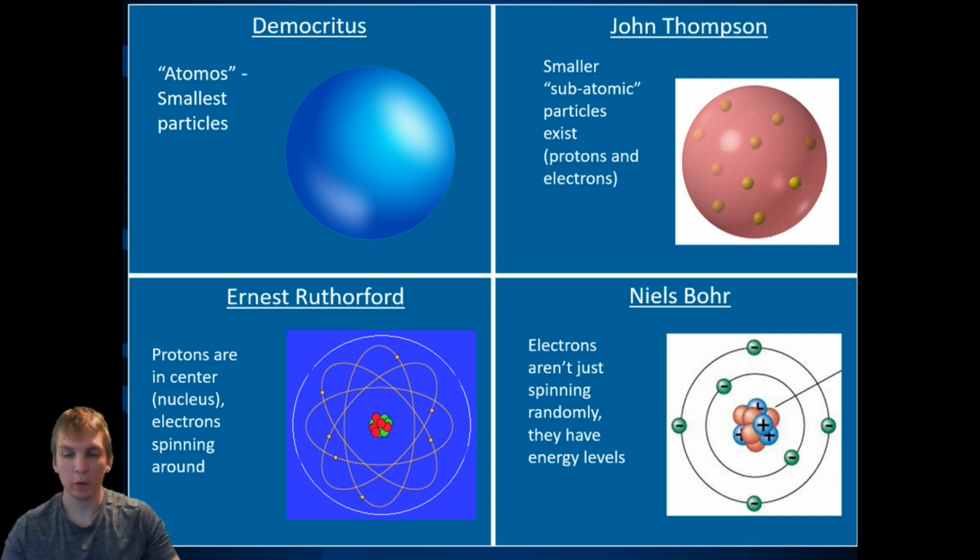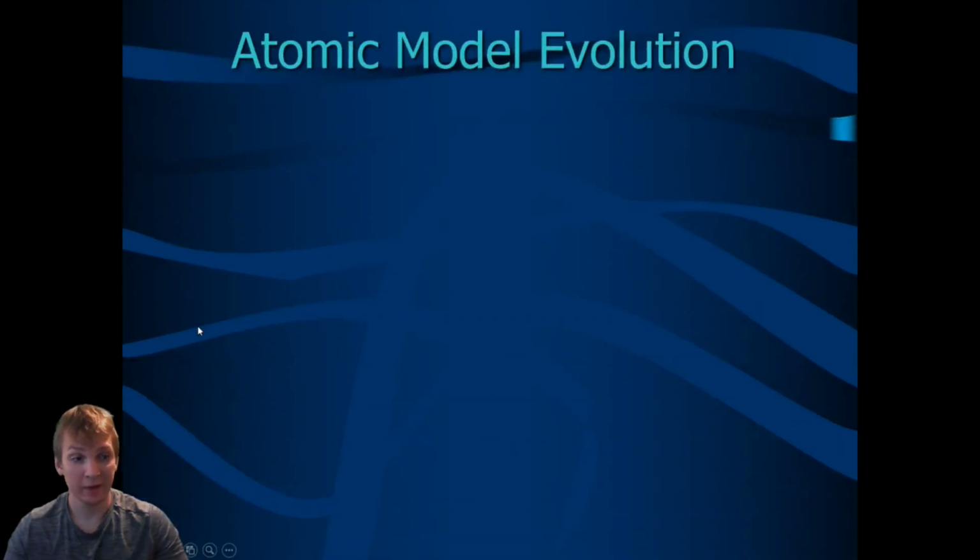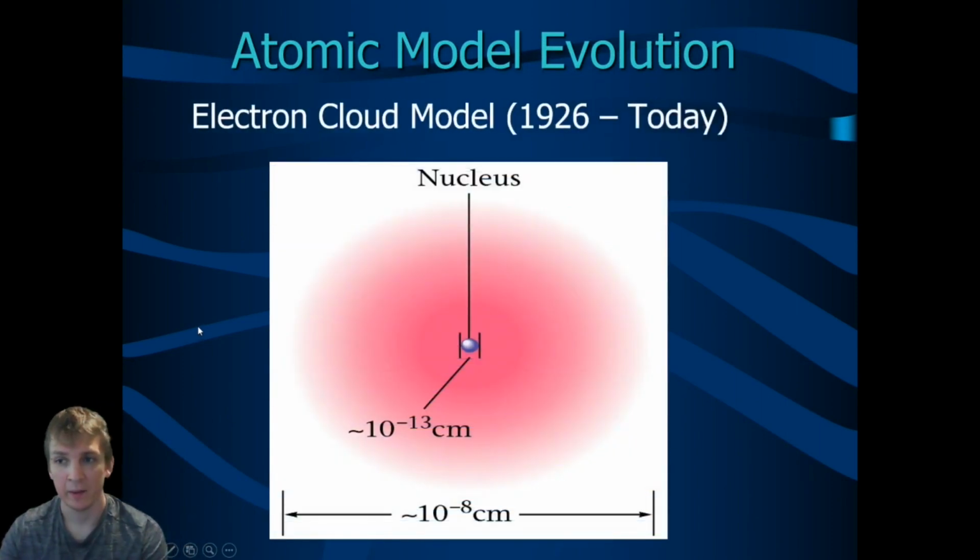All right, so we're going to move forward now. This is basically a brief history of the shape of the atom and how we got to it. But what we know now is that none of those models are actually true. So I'm going to show you what we accept as of today.